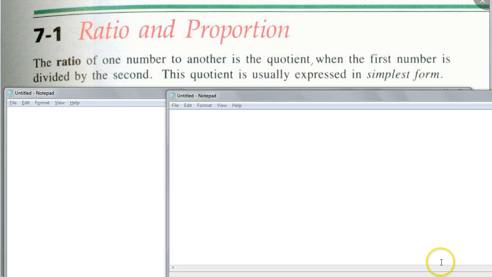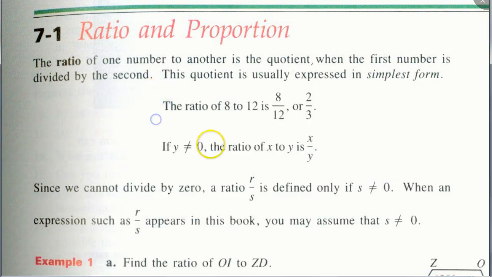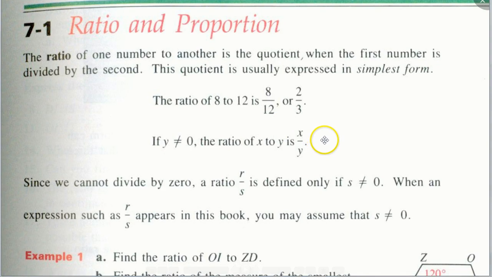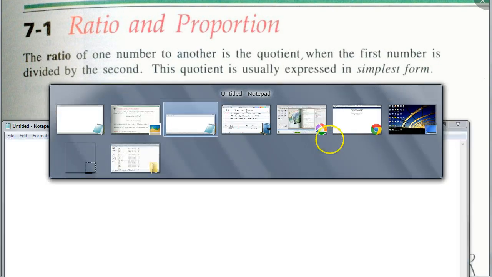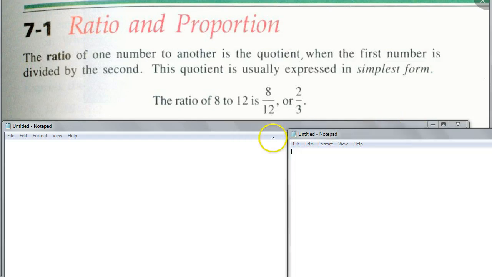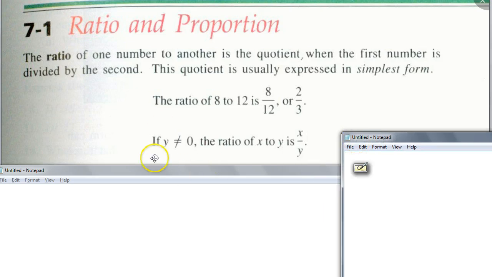A ratio of, let me show you. Okay, if I have a ratio of 8 to 12, is that the best way to represent a ratio of 8 to 12? No. You will write what? There you go. Okay. Also, if I have some variables, like x to y, I have to write y can't be 0, because if y was 0, what kind of numbers do you get?